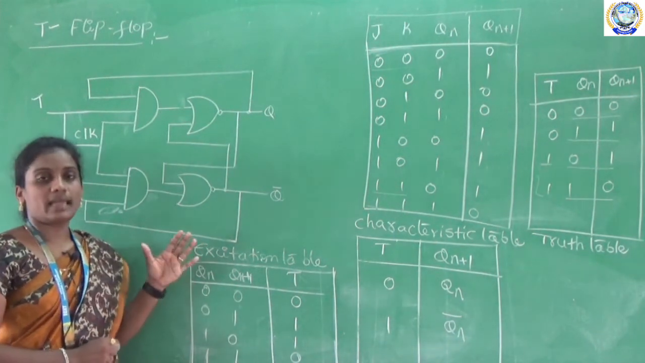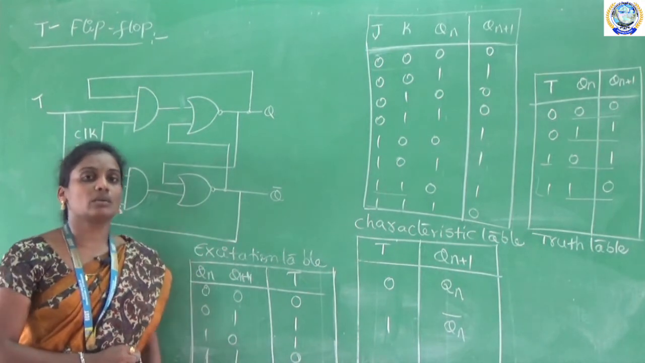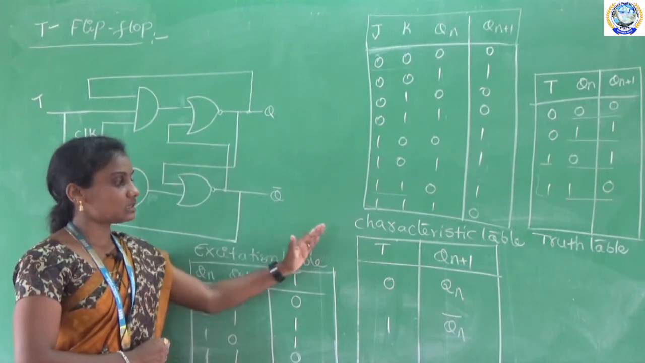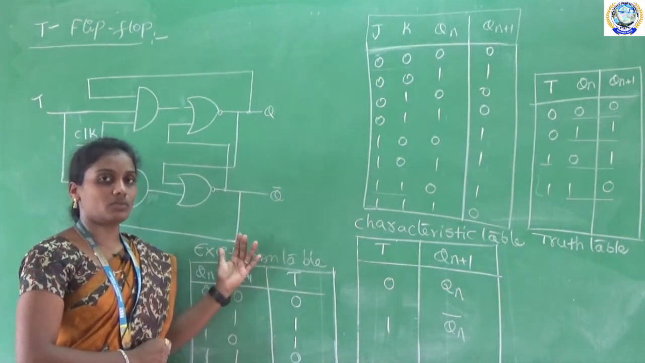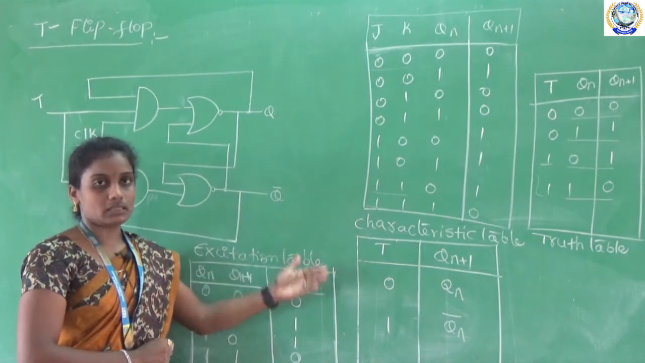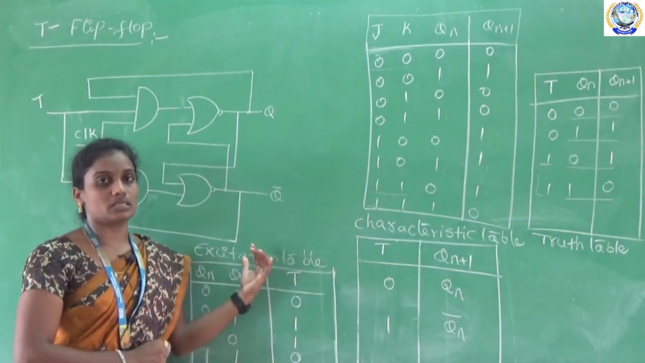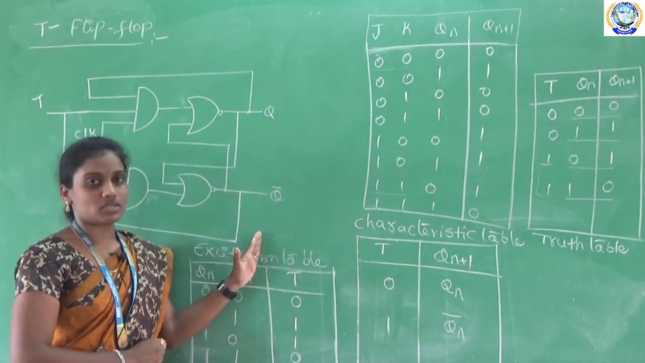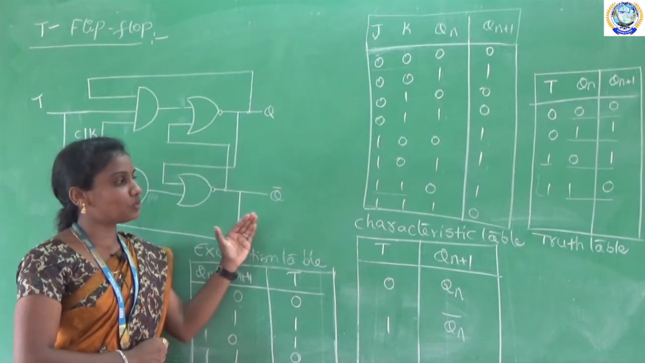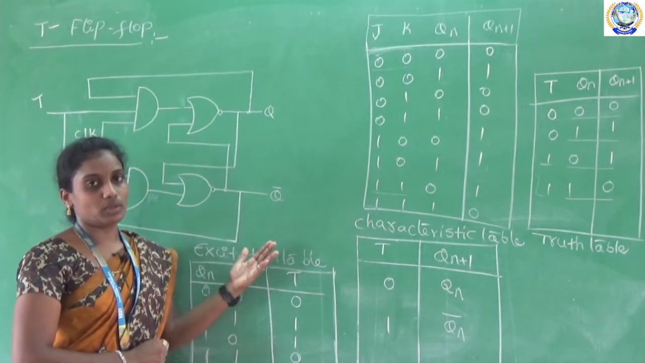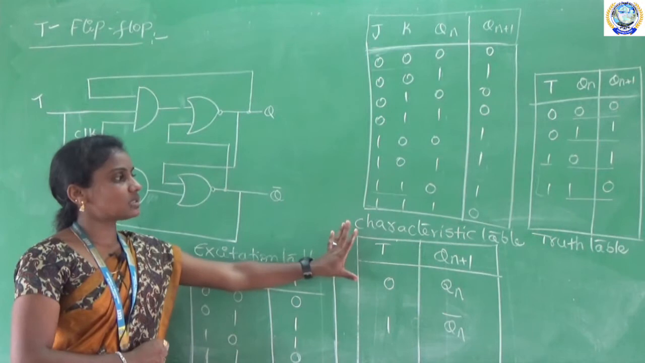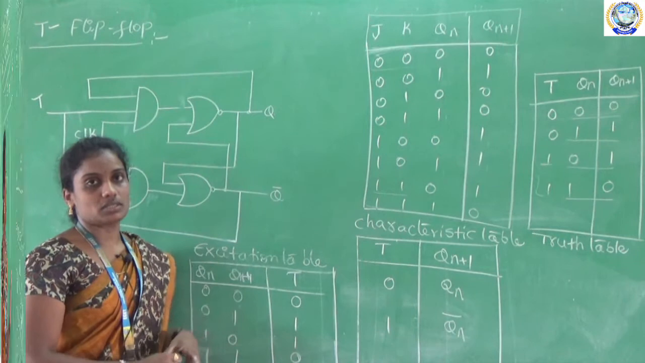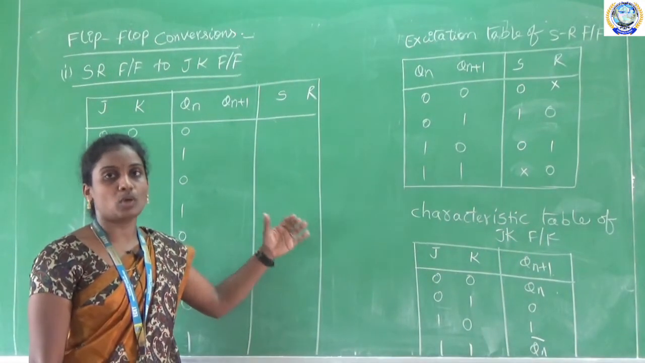So similarly, we can write the excitation table and the characteristic tables for the SR flip-flops and D flip-flops. By using this characteristic table and excitation table, we will convert one type of flip-flop into another type of flip-flop based on the application. So in the next class, we will discuss the flip-flop conversions, that is SR flip-flop to JK flip-flop, JK to T flip-flop, D flip-flop. Like that, by using this characteristic table and excitation table, we will write the different conversions. Now we will discuss the flip-flop conversions.